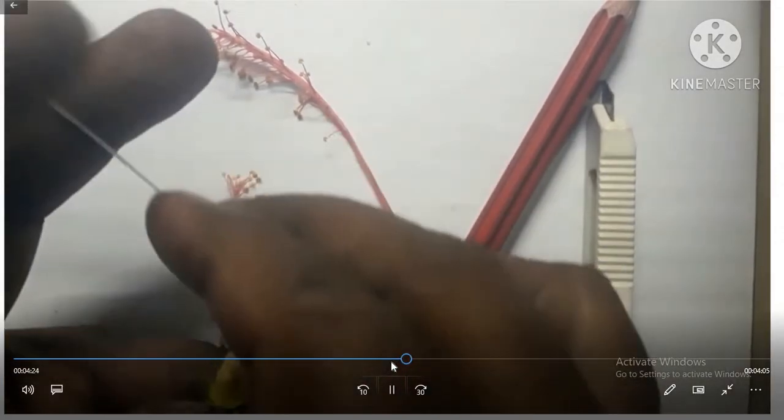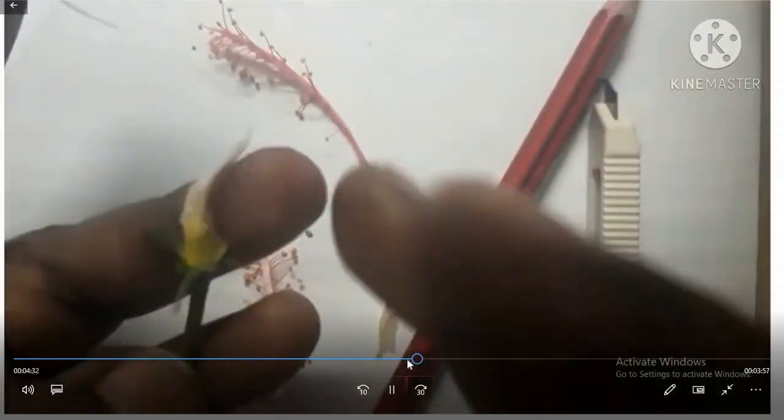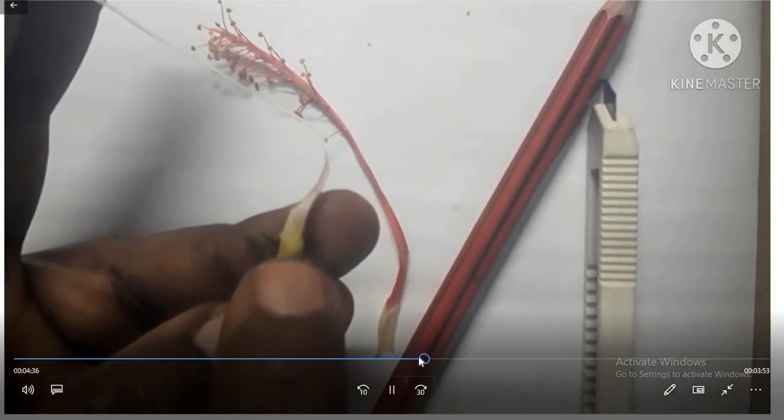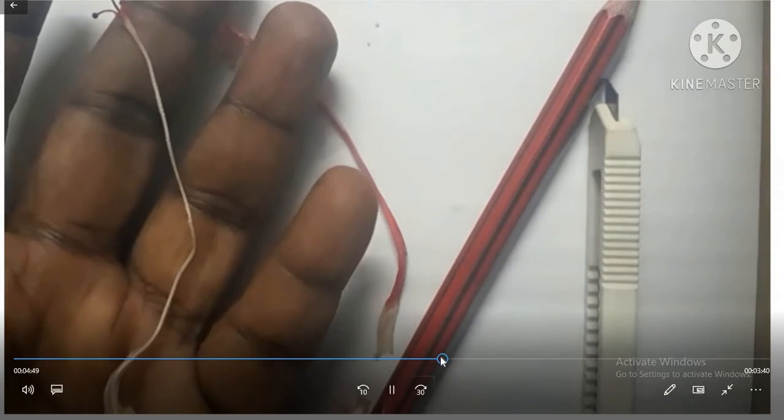Now this is the stigma, the tip. From the stigma the style runs and it ends inside the ovary, and inside the ovary we have the ovules. The female part consists of the stigma, style and ovary. The ovary has ovules inside it. I think I can show you with a magnifying lens. I hope you can see it. The female part of the flower.